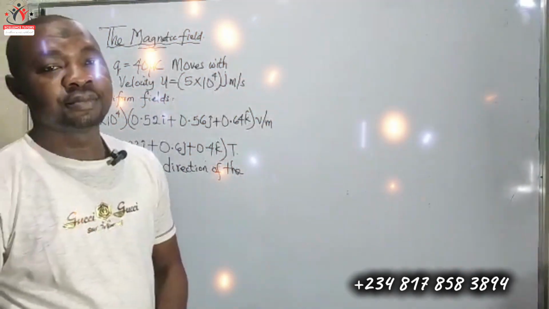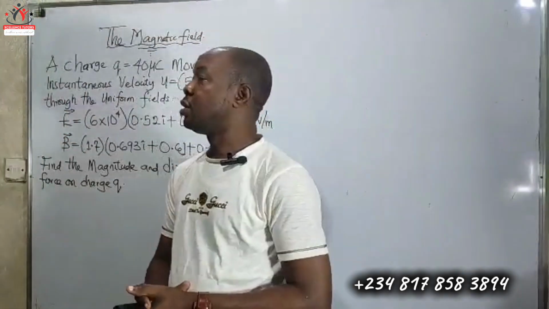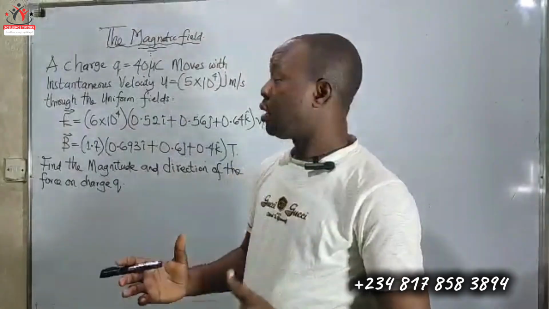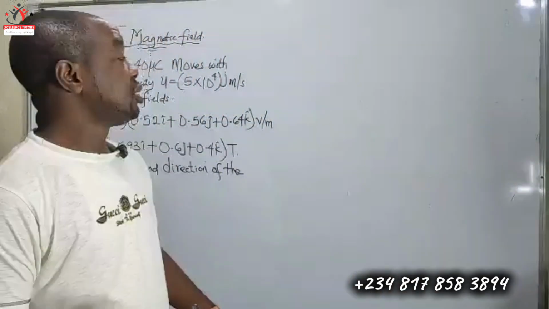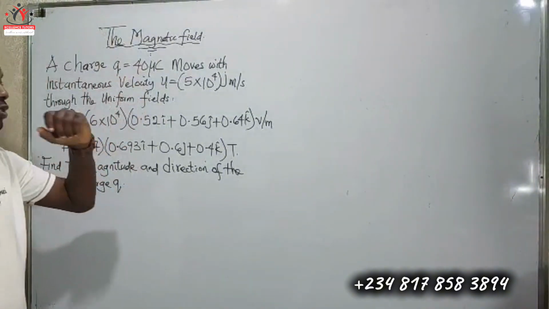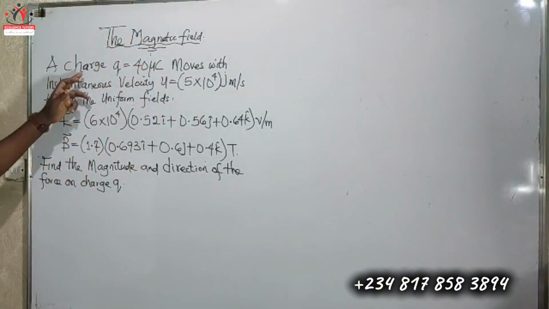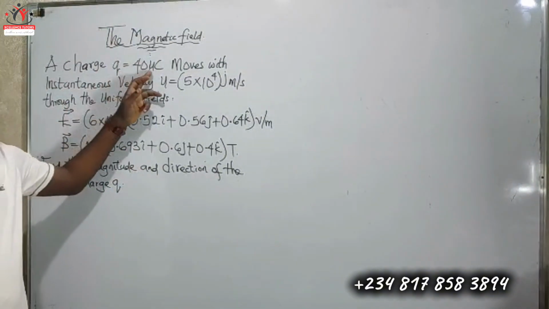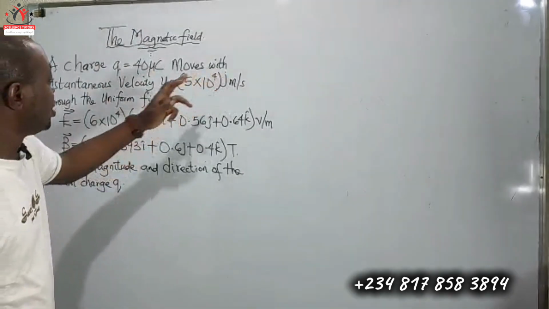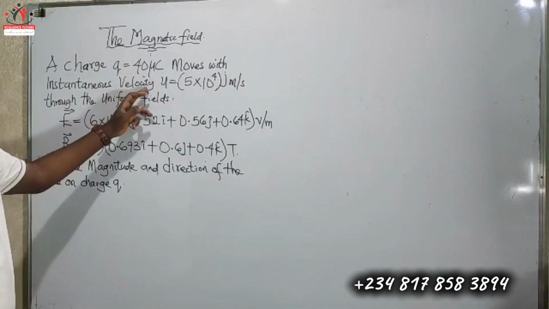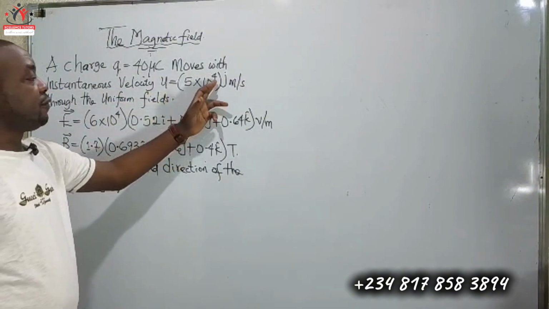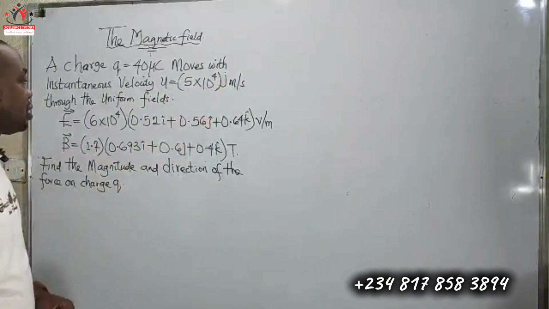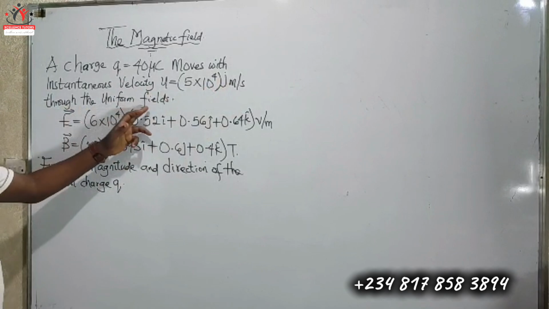Hello everyone. In this video, we're going to be learning how to solve this problem on the board. Now, this is a question under the magnetic field. We have a charge Q equals 40 microcoulombs, moves with instantaneous velocity u, which equals 5 times 10 raised to the fourth j meters per second, through the uniform fields.